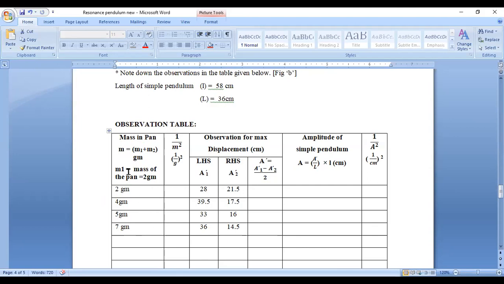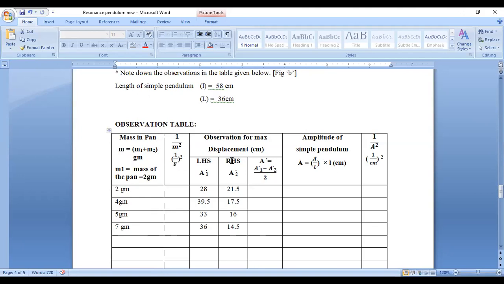So this is M2. M2 is 2 gram, then M2 is 4 gram, then M2 is 5 gram, and then M2 is 7 gram. So in each case, your total mass will be 4, 6, 7, and 9 grams. So you can find 1 upon m square. Please note down. If you know m, you can find 1 upon m square, and the unit will be 1 upon gram square.